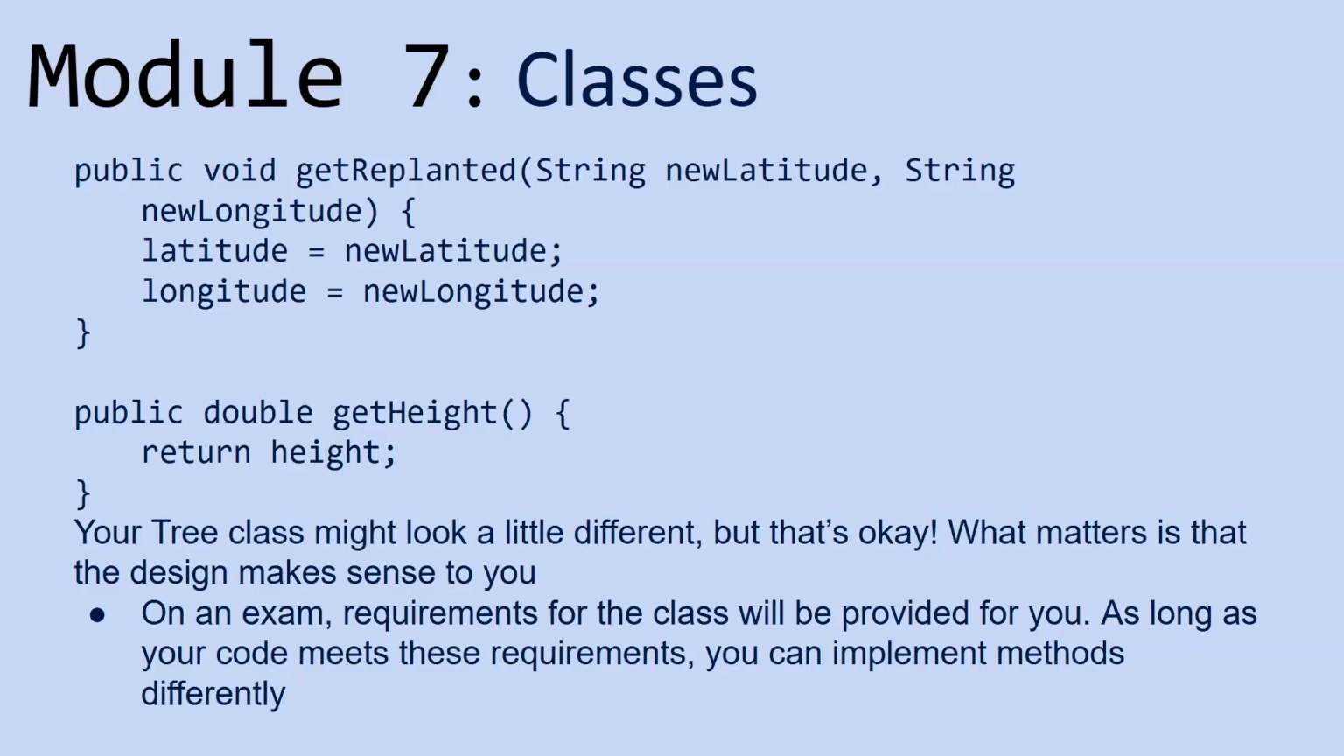Cool. And then here's one example of a getter. So it's just get height and then return height.